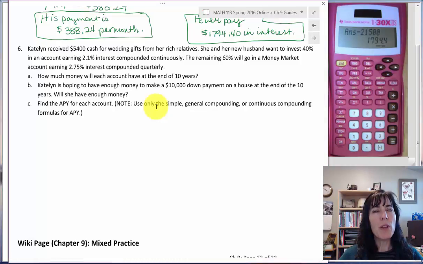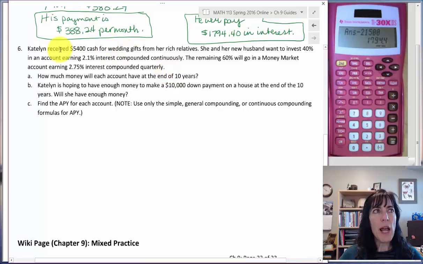So if you're doing a loan or an annuity, then you would always use the general compounding formula for the APY. And in this case, we have to figure out first what formulas we are going to use. Well, I see here compounded continuously, so that tells me that 40% of the money will be compounded continuously, and the 60% account says compounded quarterly. So I know that compounded quarterly is telling me that it should be the general compounding formula.